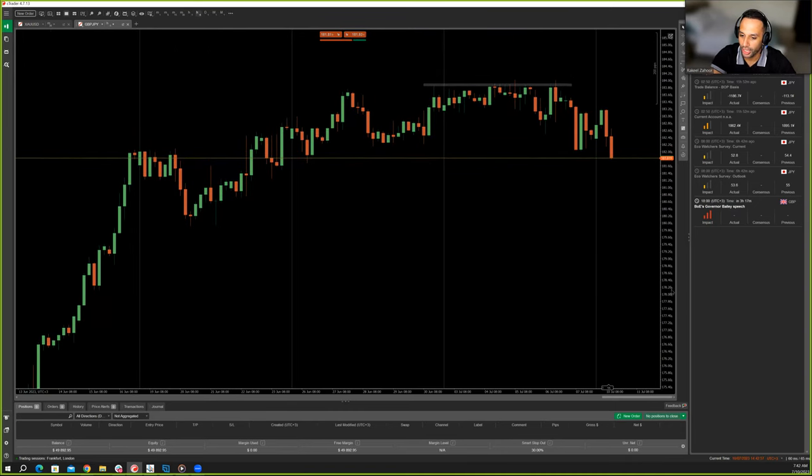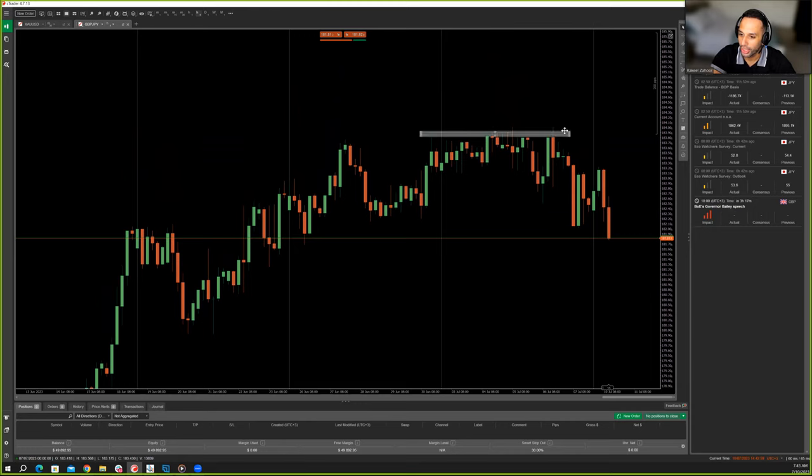We are pushing down. Looking at the left hand side, you can see there's some sort of support area. Now we don't know whether this 4 hour candle is going to close in that area or whether the 4 hour candle is going to reject.